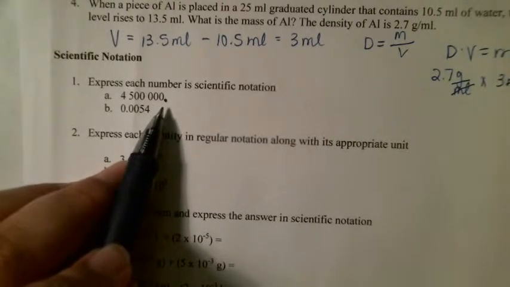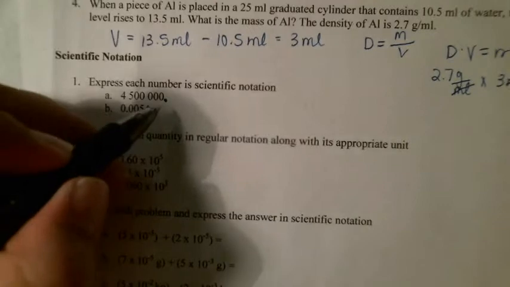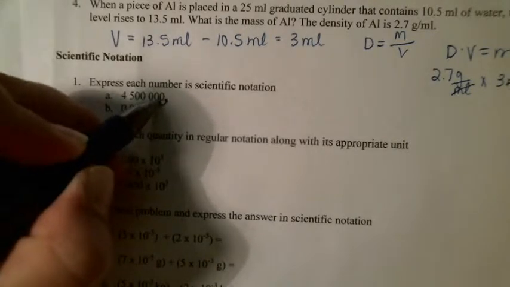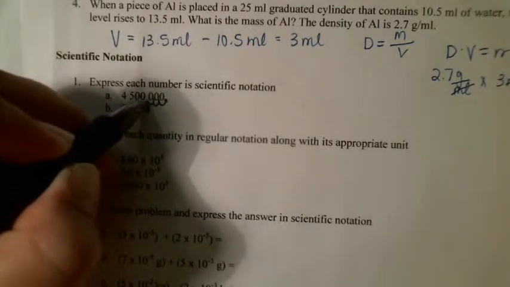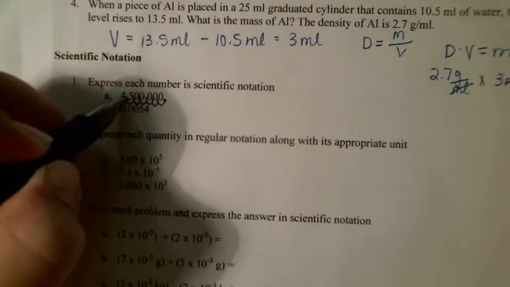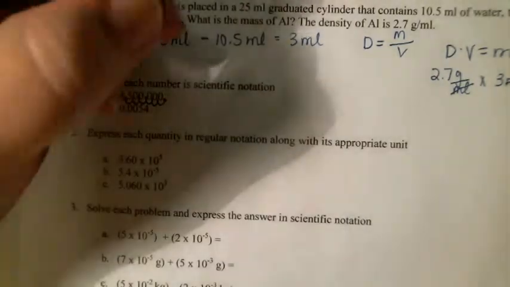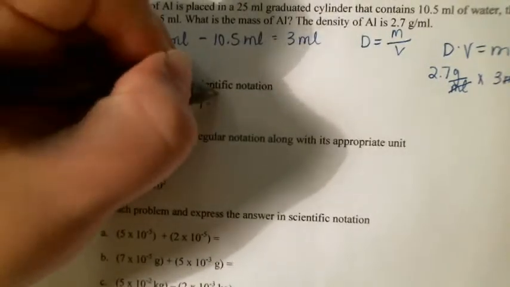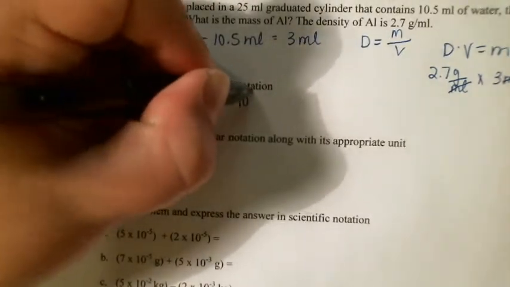Let's see how many times we need to hop this decimal point. 1, 2, 3, 4, 5, 6. Okay, 6 hops. So 4.5 times 10 to the power of 6.